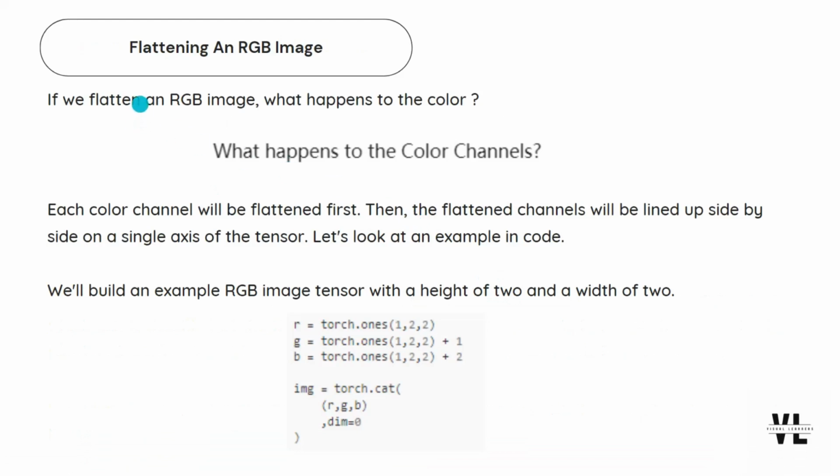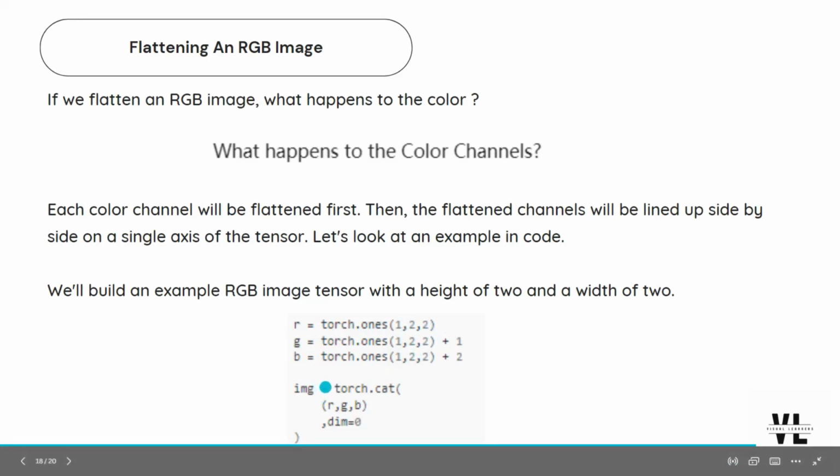Okay, what happens if we flatten an RGB image? If we flatten an RGB image, each color channel will be flattened first. Then the flattened channels will be lined up side by side on a single axis of the tensor. Let's look at an example in the code. And here we have torch.ones with a shape of 1 by 2 by 2.